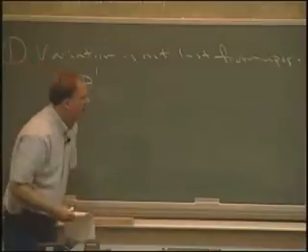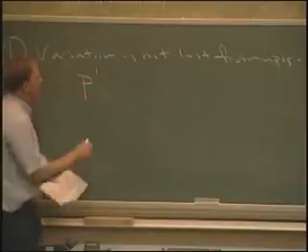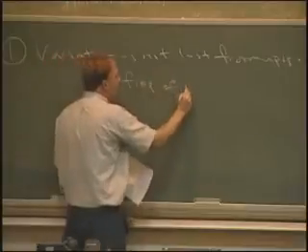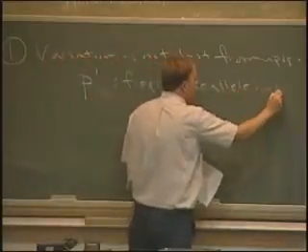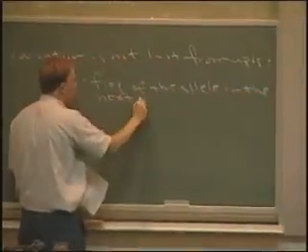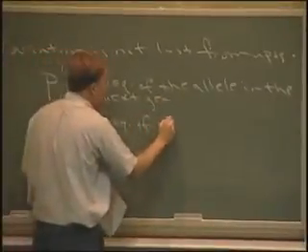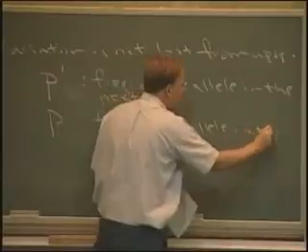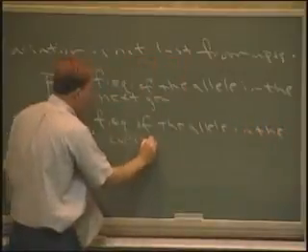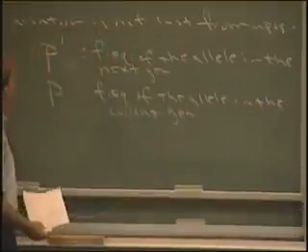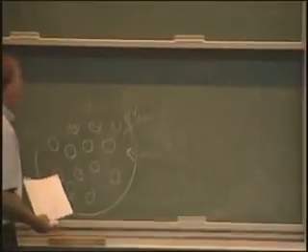I'm going to call P prime, assuming that I must be getting close to the end. Okay, P prime is going to be the frequency of the allele in the next generation, and P is the frequency of the allele in the current generation. All right, so there it is. So what we want to do is calculate the frequency of this allele in the next generation.